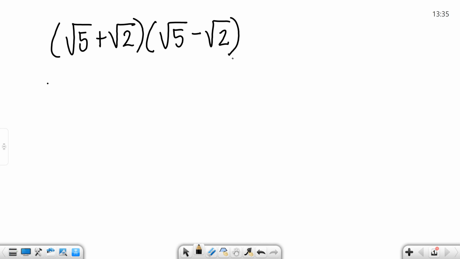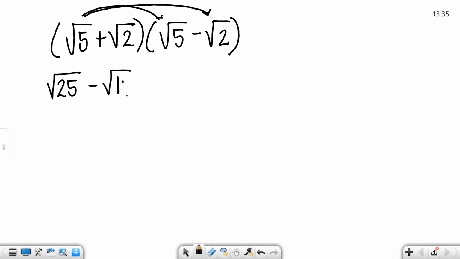So I've got the square root of 5 times the square root of 5 gives me square root of 25. Okay. Then I've got the square root of 5 times negative square root of 2 would give me negative square root of 10. Now I'm going to multiply the square root of 2 times square root of 5. I get positive square root of 10. And then I multiply positive square root of 2 times negative square root of 2. I get negative square root of 4.